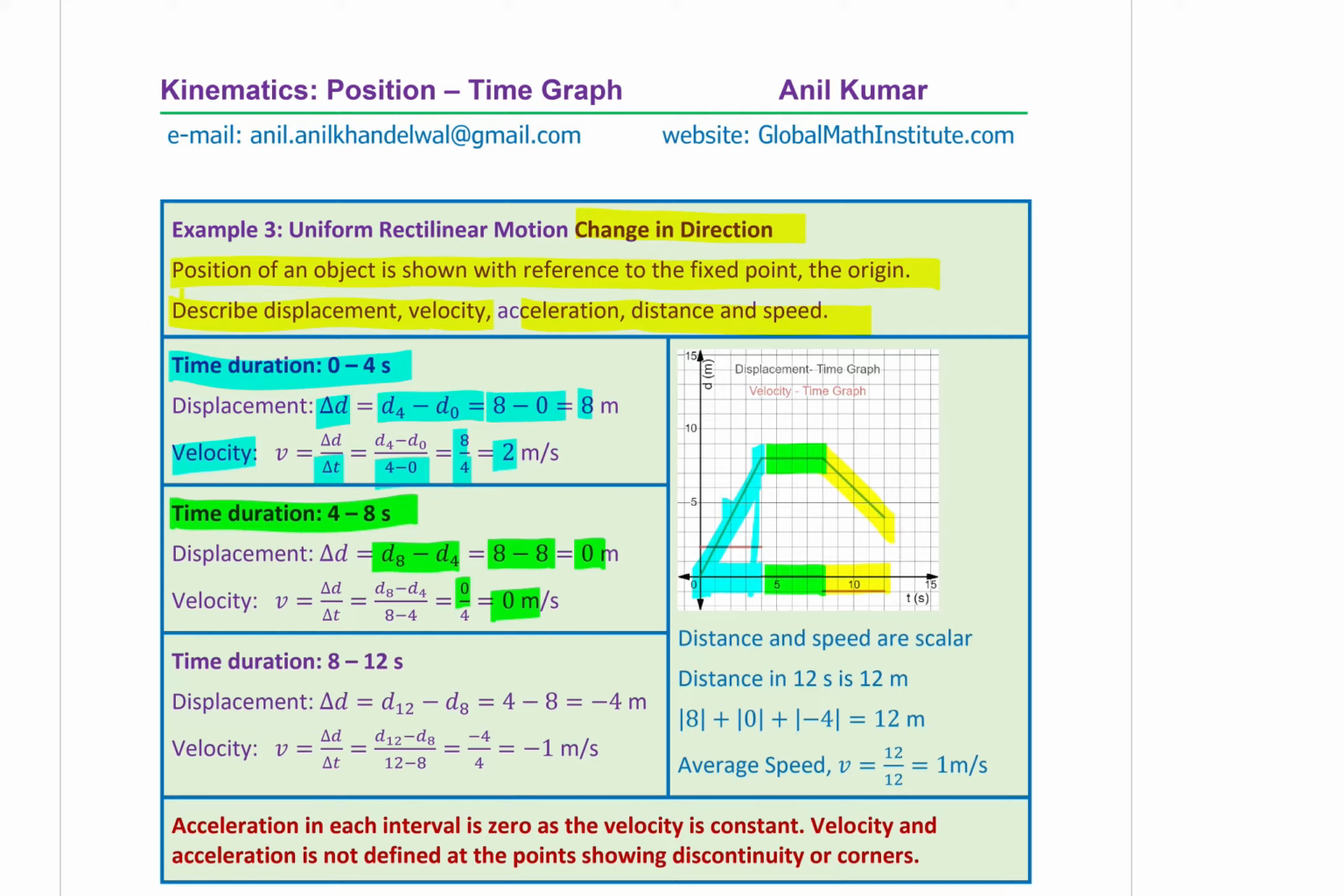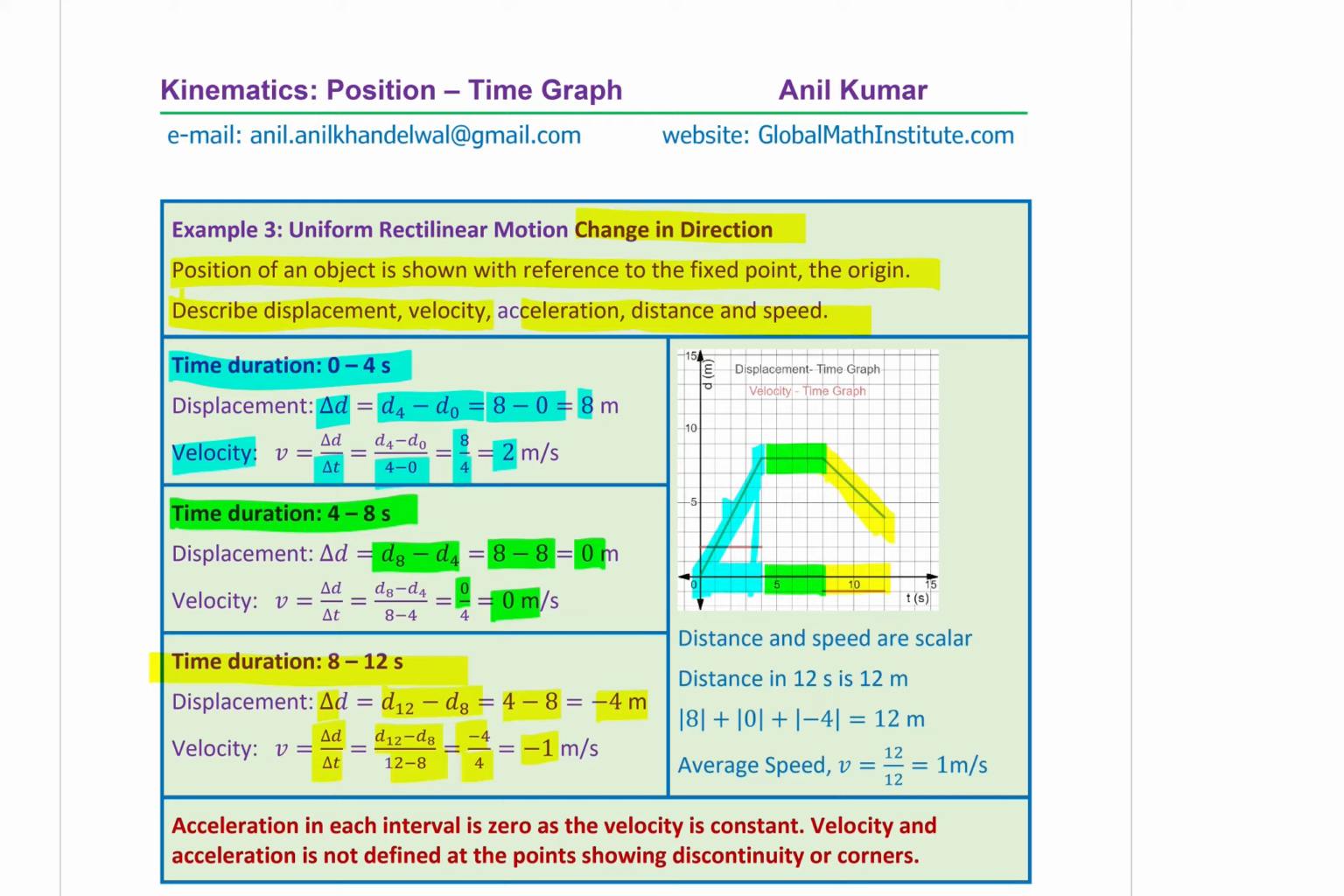Now let's consider the last phase, duration 8 to 12. What do you notice? You notice that the displacement decreases. So delta D, which reflects the change of position, D12 minus D8, 4 minus 8 is minus 4. It is negative. So the object is coming closer. It's not going further. In this particular case, you will notice that the change of position over change in time is minus 4 over 4, minus 1 meters per second. So the velocity is negative. The object is now approaching rather than moving away. That is what this minus sign indicates.